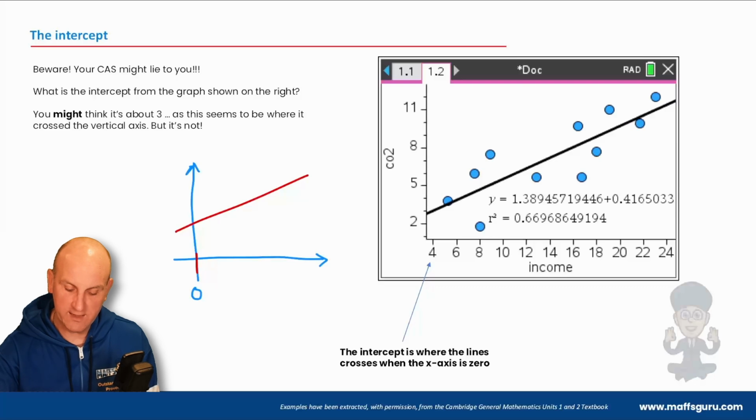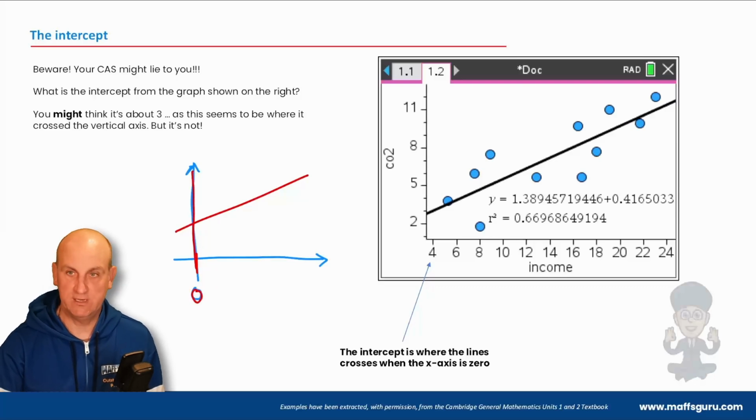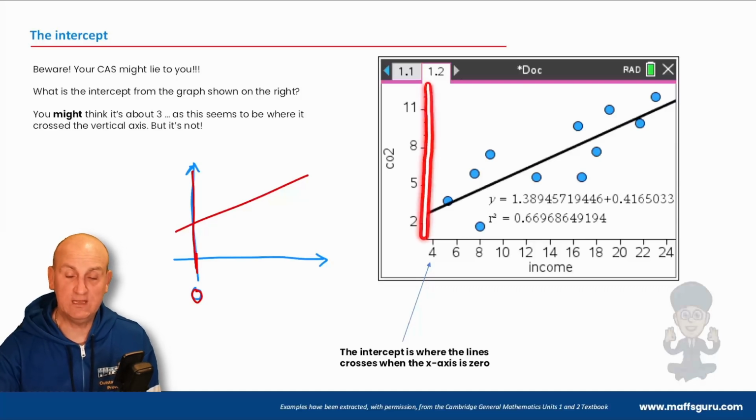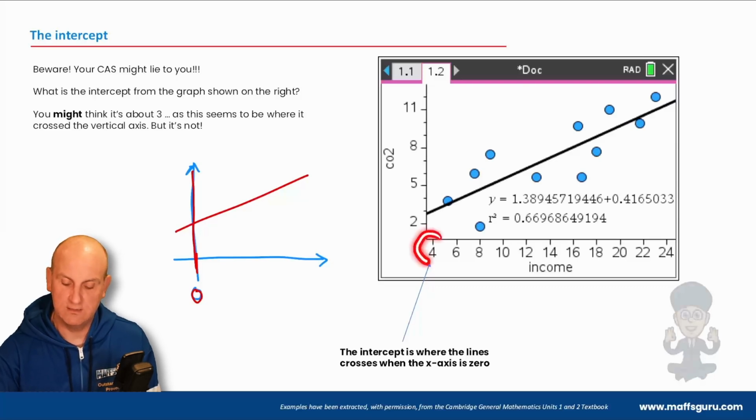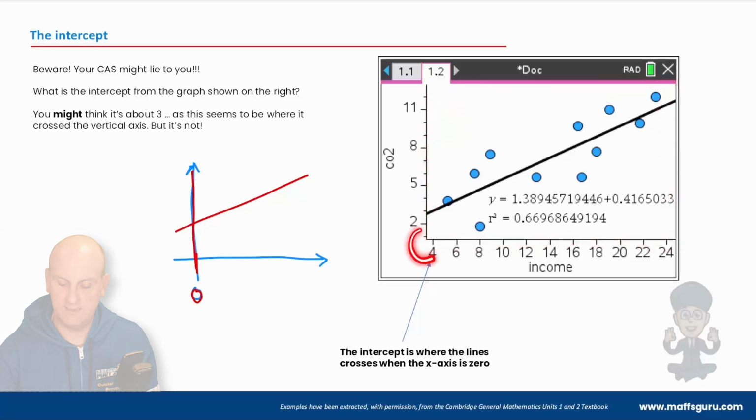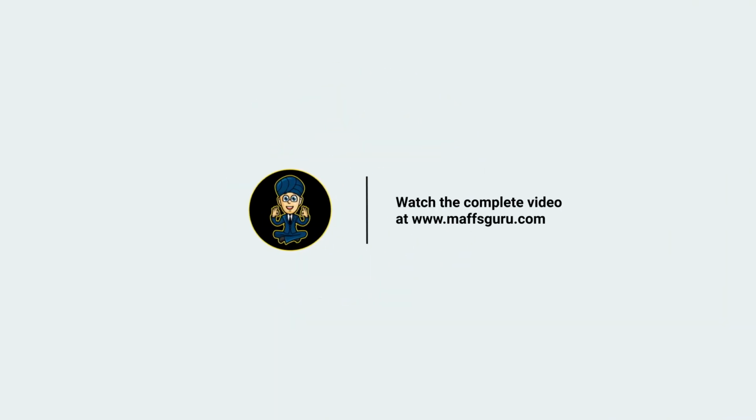If this vertical line here is not at 0, it's not an intercept. And what do you notice? There is your vertical line. The calculator makes it look like it's a y-axis, and it certainly is a y-axis, but it is not the one that you need because it doesn't start at 0. So this value here is not the intercept. Your calculator has just said, look, trying to be useful, I'm going to fit as much of the data in as I can, even if it means truncating my axes. So obviously there's income missing and there is CO2.